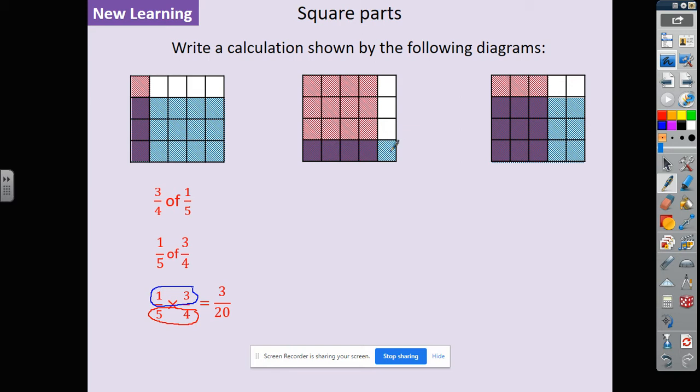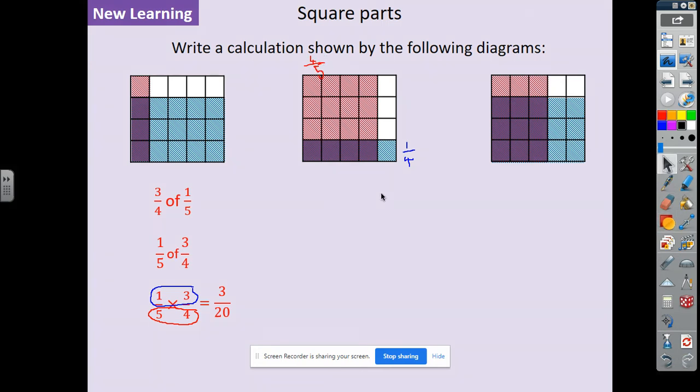So how many quarters have we shaded? Well, we can see we've only shaded 1 quarter. And then how many fifths did we shade? We shaded 1, 2, 3, 4 fifths. So what calculations did you write? 4 fifths. So you could have written a few different ones.